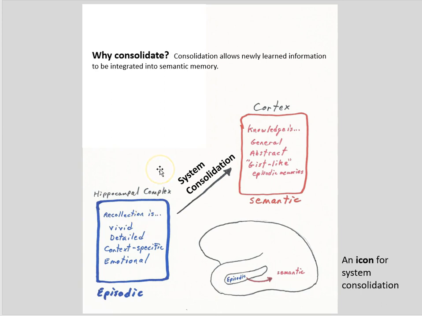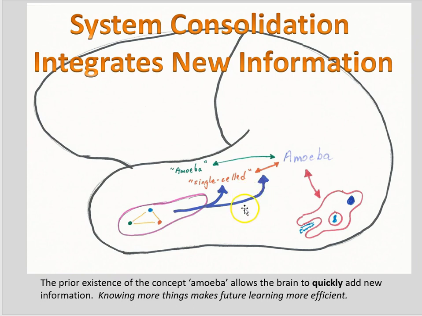Now, why do this system consolidation? Well, this will be one of our first reasons for why we're consolidating memories. Consolidation allows newly learned information to be integrated into semantic memory. So when we go through life and we have learning episodes, the stuff that we're learning will be integrated into our already existing knowledge of the world, our semantic memory. And so simplistically, the icon for that would be sort of the episodic memories are being transformed, or they're being sort of stored in semantic memory. And that's what system consolidation does. So system consolidation integrates new information.